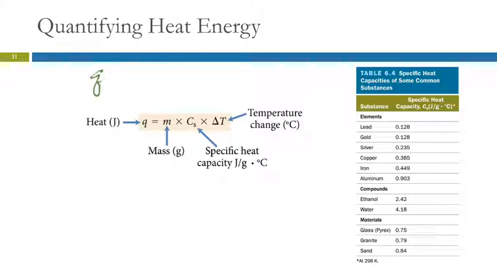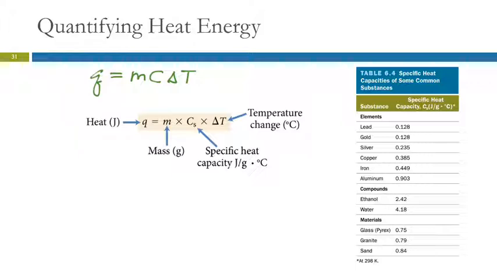So Q equals mc delta T. And I sometimes call that Q equals MCAT, because that delta kind of looks like an A, right? Q equals MCAT. That's an equation to memorize. So here, the heat in joules is Q, the mass in grams, mass of the system, the specific heat capacity, and the change in temperature.